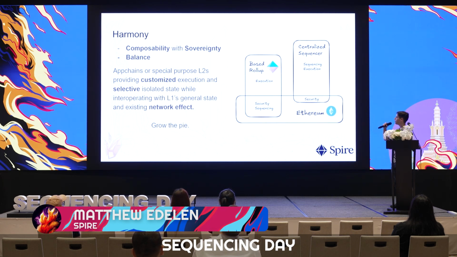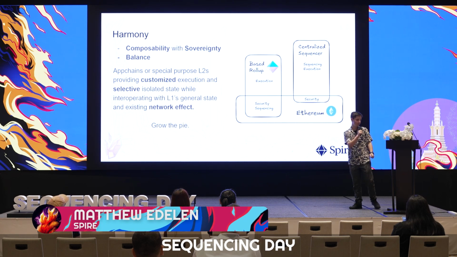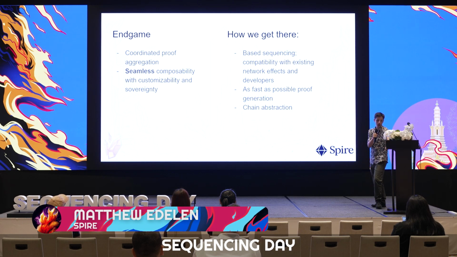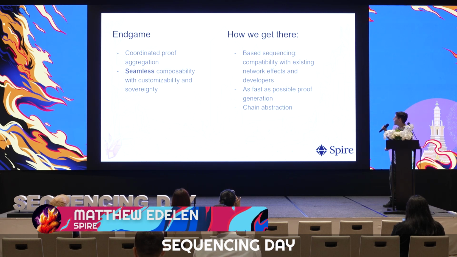All of the rollups that have opted into such a system will grow the pie for every other rollup. This means that not only do we use the network effect of Ethereum, we also grow the network effect of Ethereum. Better for everyone. So I think the end game is this: coordinated proof aggregation and seamless composability with customizability and sovereignty. That means synchronous. How do we get there?